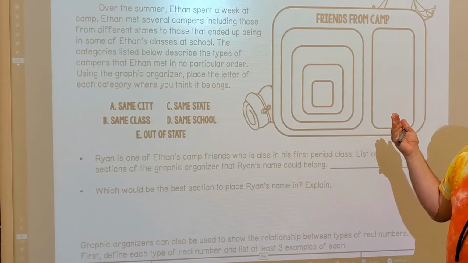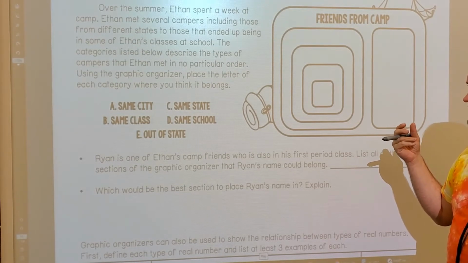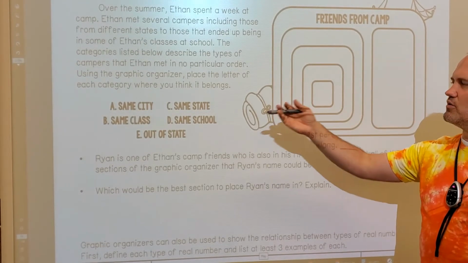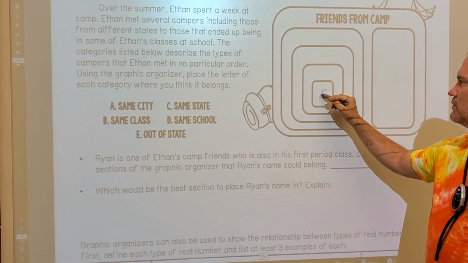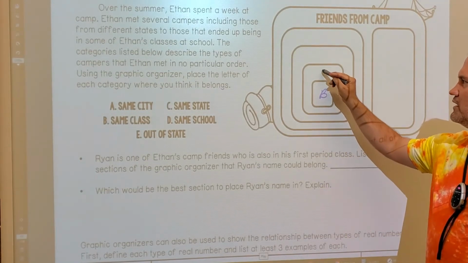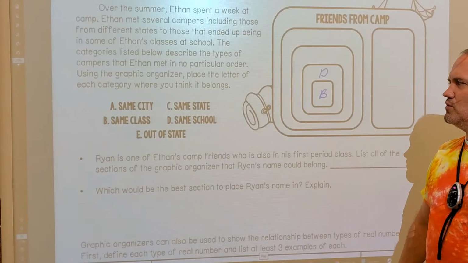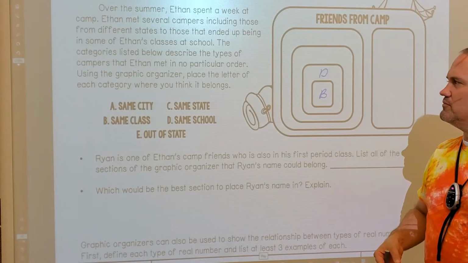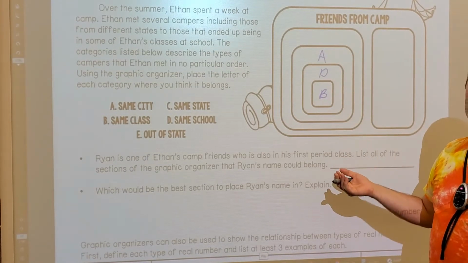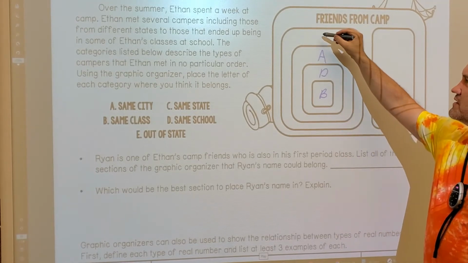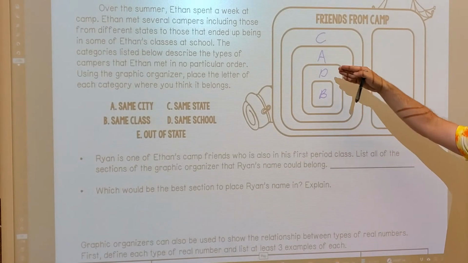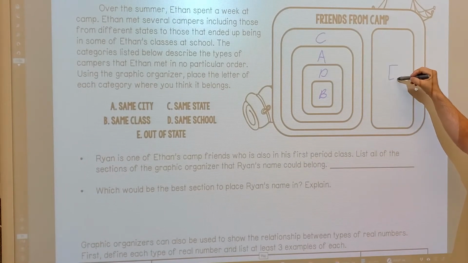So the most specific would be probably that they were in the same class at school. Okay, now if they're in his same class, that means they must also be in the same school, which most likely means they are in or from the same city. Well, if they're in the same city, that means they are from the same state. Now the other group that is out of state, they are not in any of those categories, and so they are all over here by themselves.